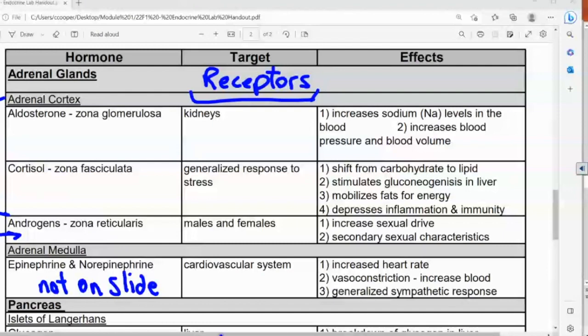Very few questions from here. A few more questions from over here than here, okay? Maybe one or two questions here, maybe five questions specifically. What's the function of this hormone? So let me give you an example.